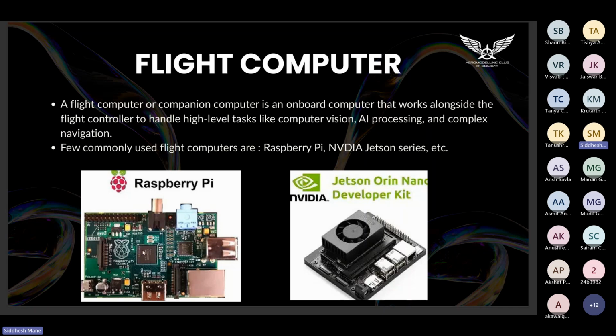These two are the commonly used flight computers. First is a Raspberry Pi, many of you might be familiar with it, and second is the NVIDIA Jetson Nano. Raspberry Pi is cheaper than NVIDIA, but it's less powerful. NVIDIA is a very powerful one, but it's also very expensive. Most of the tasks you will be doing can be carried out with the help of a Raspberry Pi, so you don't really need a Jetson Nano.